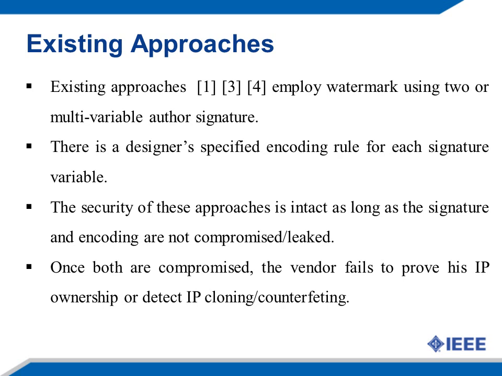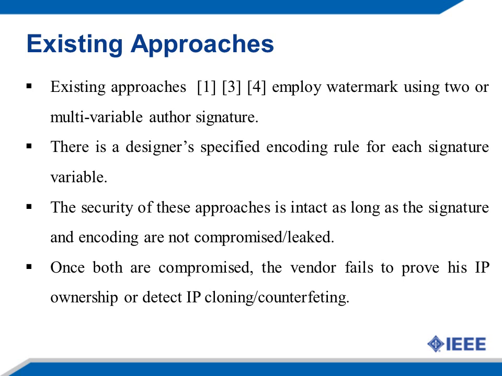Some of the existing approaches in this field are the ones which employ watermarking, as shown in references 1, 3 and 4, which you can see at the end of the presentation. These watermarking based methods use mostly two or multivariable author signature schemes for protecting DSP hardware IPs. What I mean by multivariable author signature is that the signature combination can be formed with multiple variables. So they usually have different encodings present for different variables, and these encodings have a specific decoded meaning based on which the constraints are implanted onto the design. There is a designer's specified encoding rule, as I said, for each of these signature variables.